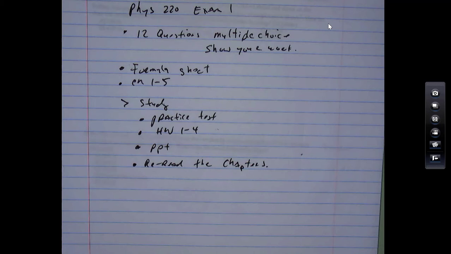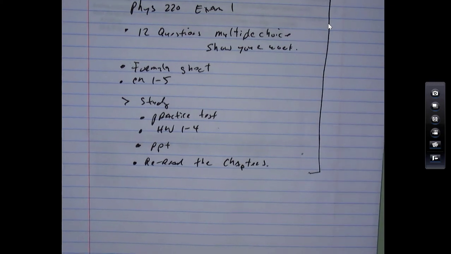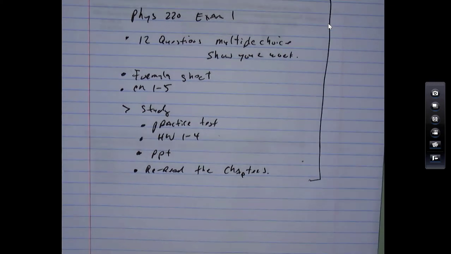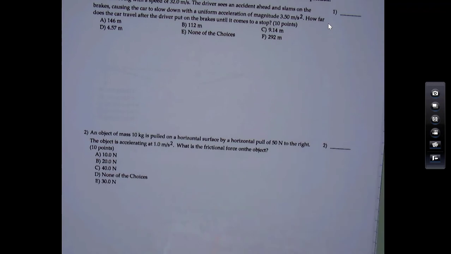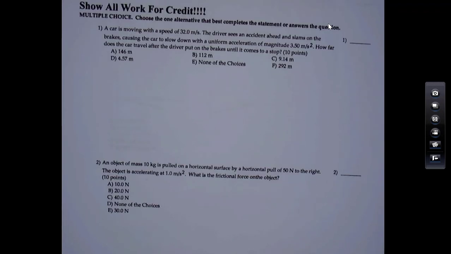Okay, so I will go over the test in just a minute. Just keep all this stuff in mind about the test, okay? So let's start with the test and I'll give you some hints along the way. As you see, it says show all work for credit. No work, no credit.